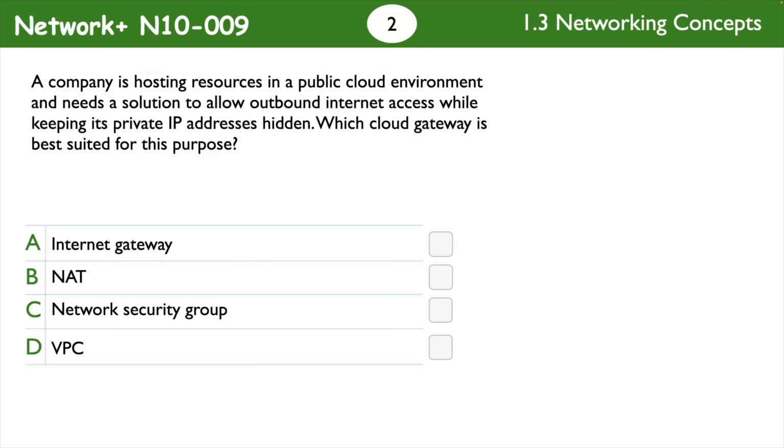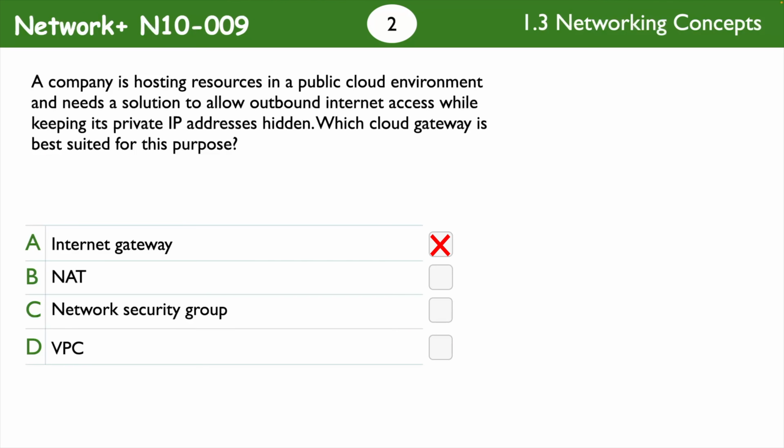All right, so let's go ahead and take a look at the key phrases for this one here. The first phrase is going to be outbound internet access, and the second is keeping its private IP address hidden. Okay, so let's go ahead now and do the process of elimination. And we can start by ruling out A, an internet gateway that provides a direct connection between a virtual private cloud and the internet. However, it does not handle the translation of private IPs to public IPs, which is required for keeping private IPs hidden.